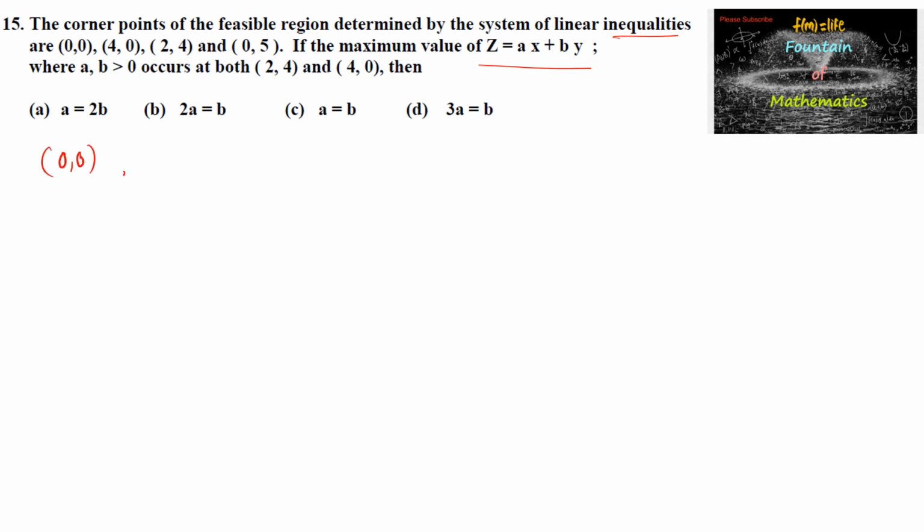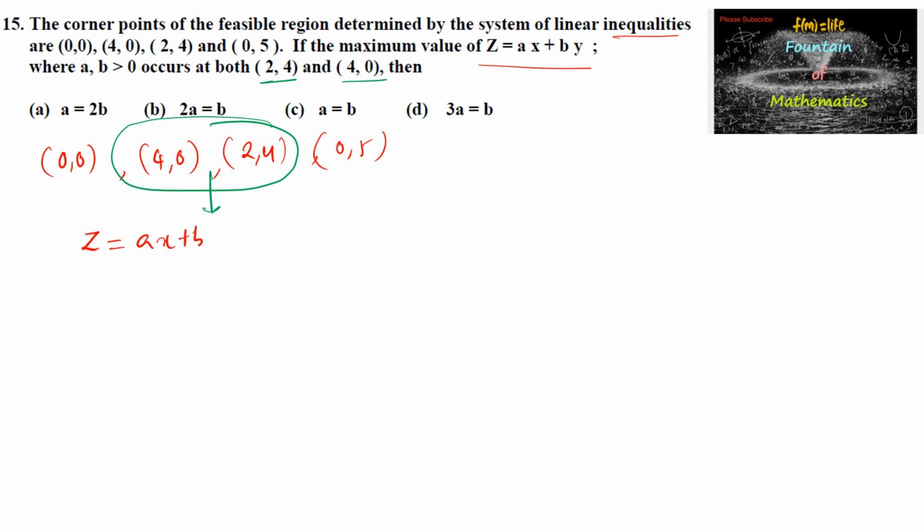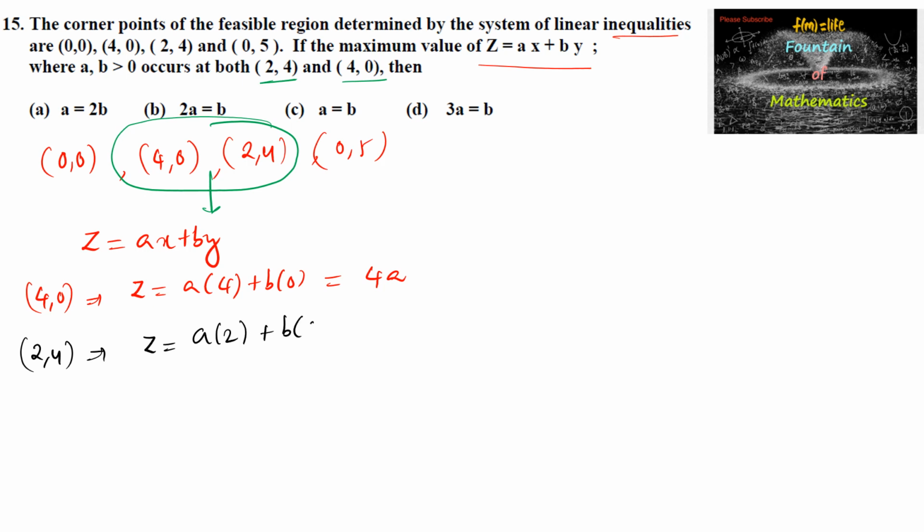(0, 0), (4, 0), (2, 4) and (0, 5), and it is mentioned that the maximum is occurring at both (2, 4) and (4, 0), so we can say that the maximum value, that is z = ax + by, will give the same value at (4, 0) and (2, 4). At (4, 0), z = a times 4 plus b times 0, which is 4a, and at (2, 4), the profit function will give z = a times 2 plus b times 4, which is 2a + 4b.